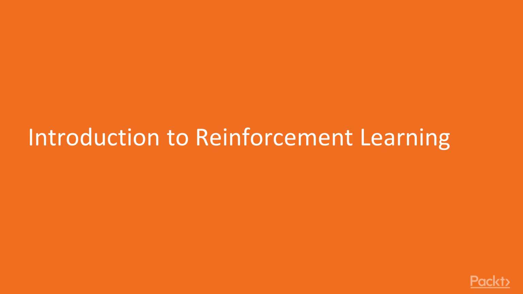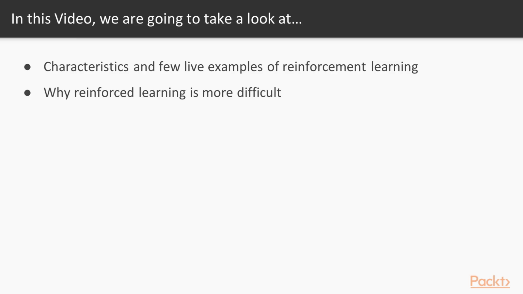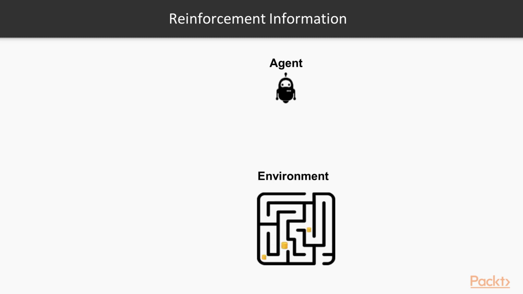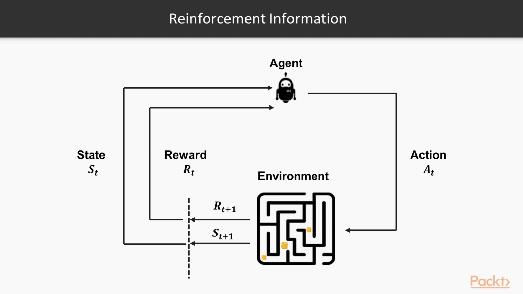Now, we move on to the first video of this section that deals with Introduction to Reinforcement Learning. In this video, we're going to take a look at the characteristics and a few live examples of reinforcement learning. We will also see why reinforcement learning is more difficult. Reinforcement learning mimics how humans learn by interacting with the environment, repeating actions for which the reward received is higher, and avoiding risky moves for which there is a low or negative reward as an outcome of their actions.